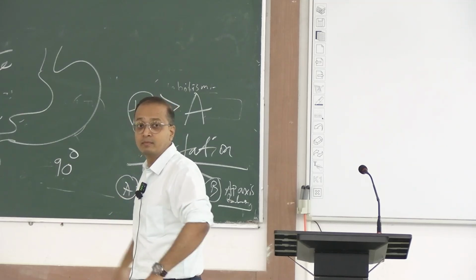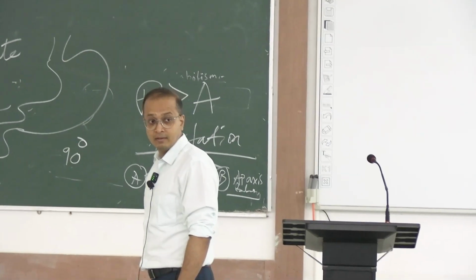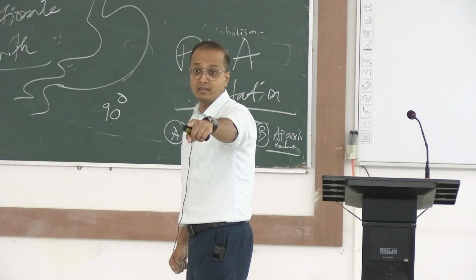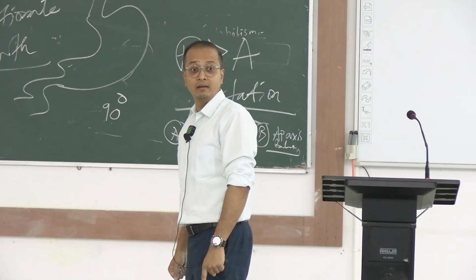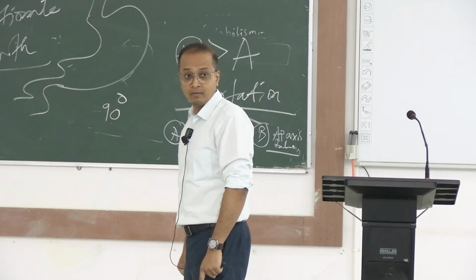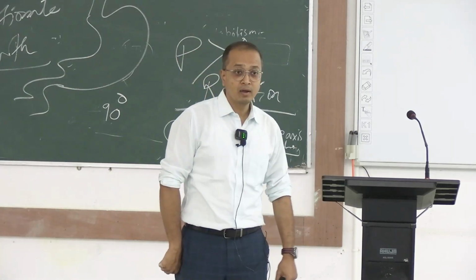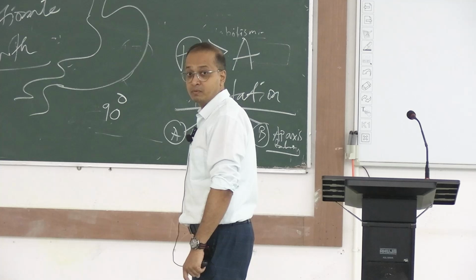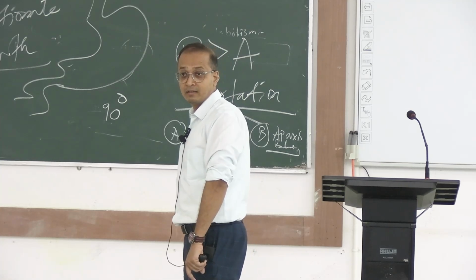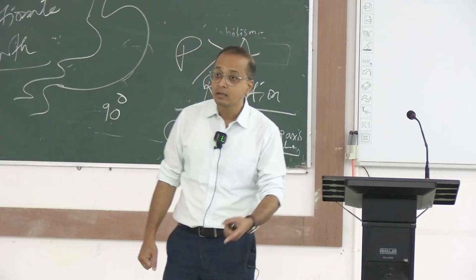What happens to the vagus nerves? The vagus is facing you. Now it becomes anterior. This one posterior. So my right vagus becomes posterior. Left vagus becomes anterior. So I have to change the name.